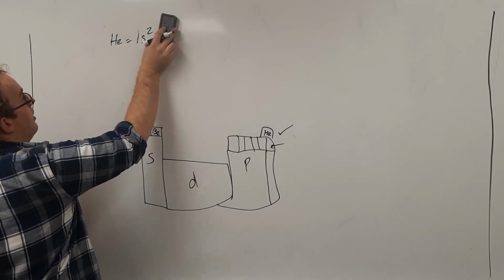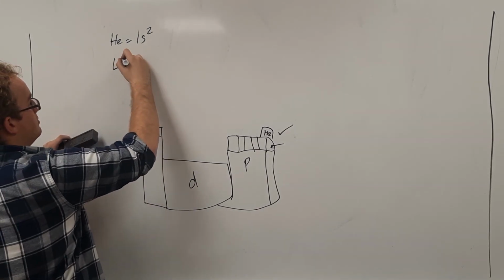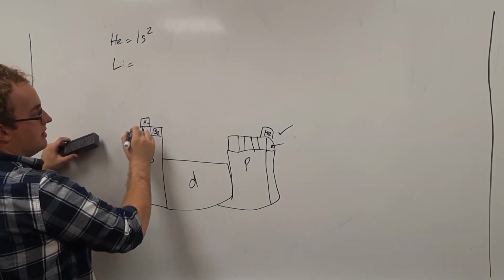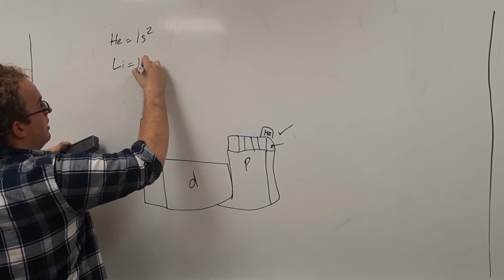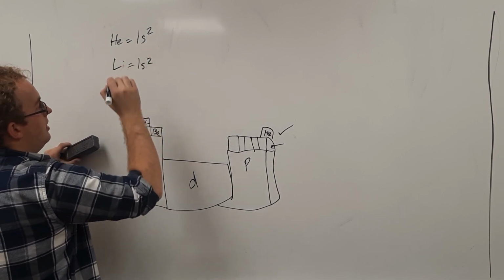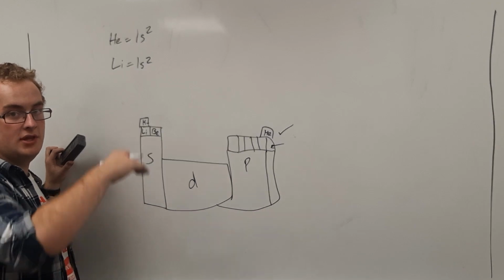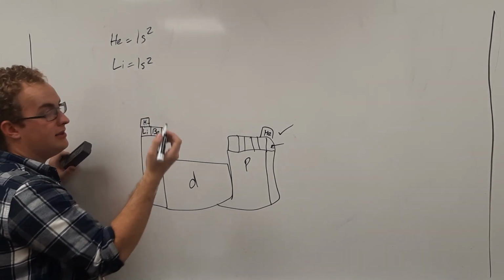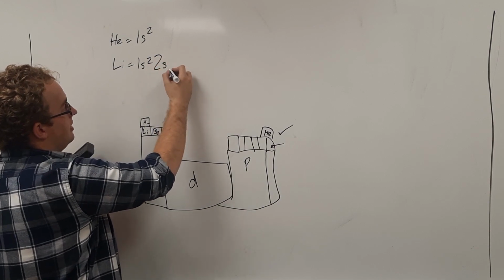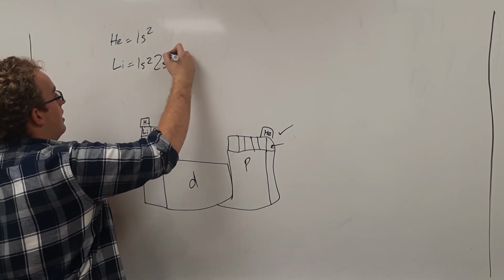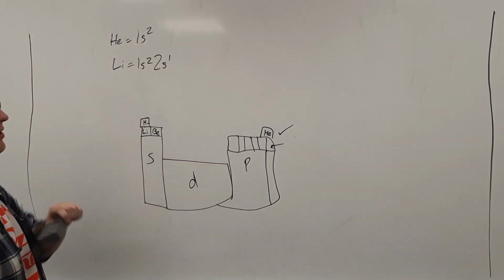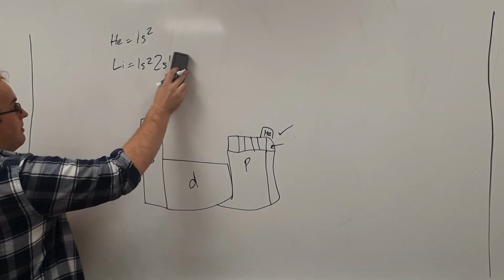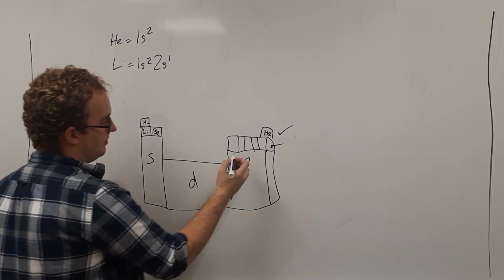Then I could think about lithium. Let's just write lithium here. We start at the 1s energy level, we have 2 electrons, we fill that one, we finish the energy level, we move to the next highest orbital, that's 2s. So then I think 2s here, and we have only one more electron. That's it, we're done.